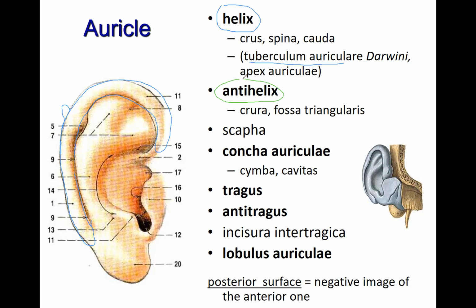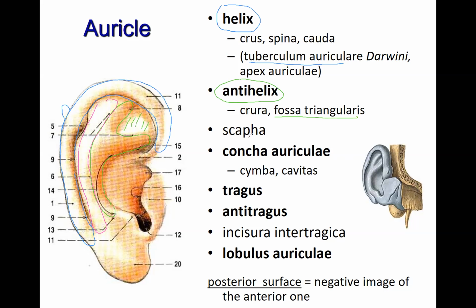And the opposite prominence is called antihelix. Antihelix is this part, which is then divided into two crura, superior and inferior here, and they produce a triangular fossa in between these two crura. And between helix and antihelix is a long and quite narrow depression, which we call scapha.